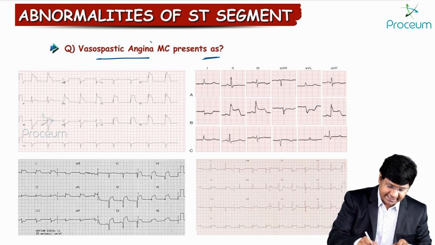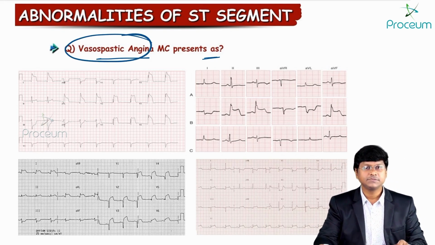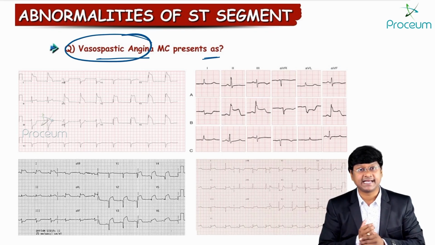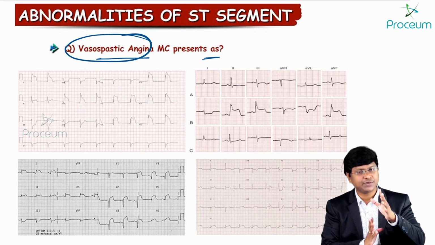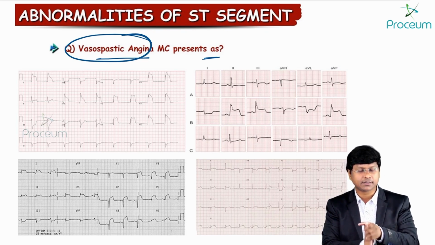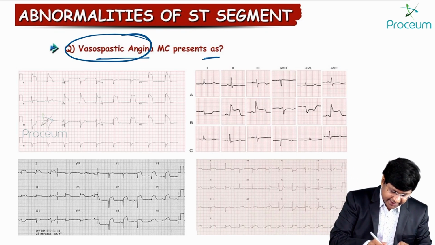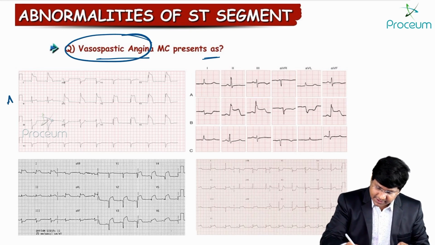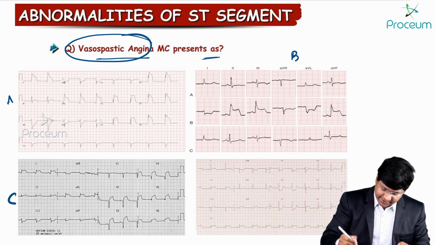that is your vasospastic angina. Right, that is in your vasospastic angina. So vasospastic angina, you have the ST segment elevation. But most commonly it presents as, now you consider this is your A, consider this is your B, C and then D.